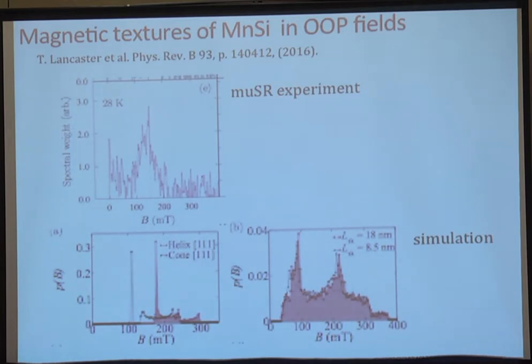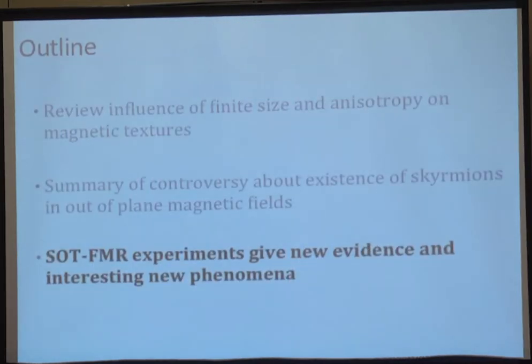So that summarizes the controversy. And so I want to give some additional measurements to answer the question, are there any skyrmions in other planetary magnetic fields? And so I want to show you recent measurements of this spin orbit torque FMR.